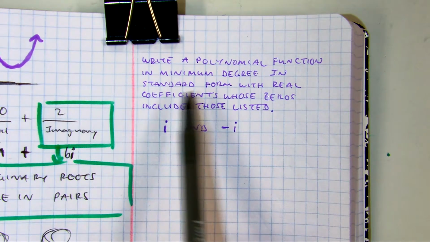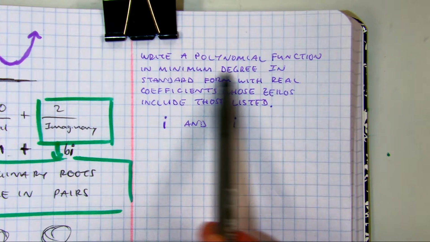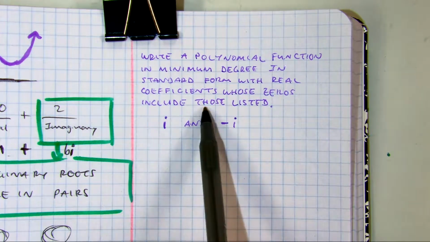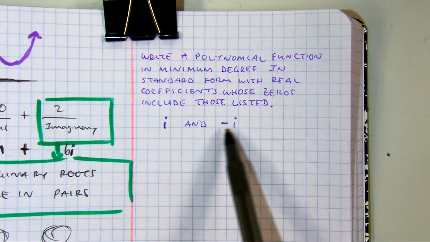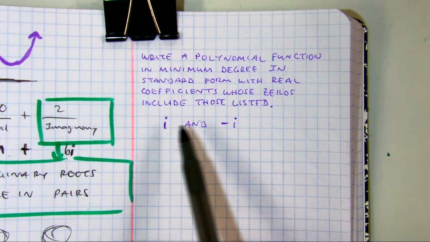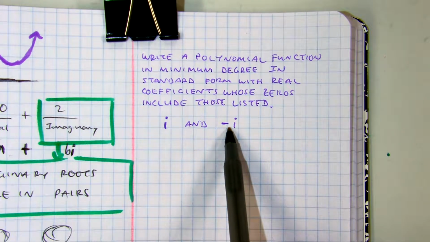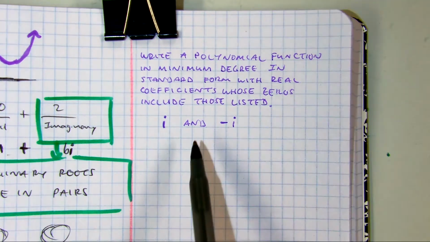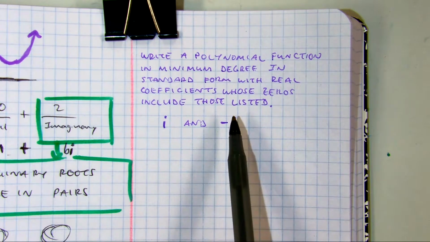Write a polynomial function in minimum degree, so we don't know what the degree is, in standard form with real coefficients whose zeros include those listed. So we have i and negative i. Class, what's the conjugate of i? Negative i. It's already listed, right? It kind of already showed us the imaginary friend, so we don't have to find it. So count with me. Ready, set, go. 1, 2. That's it.